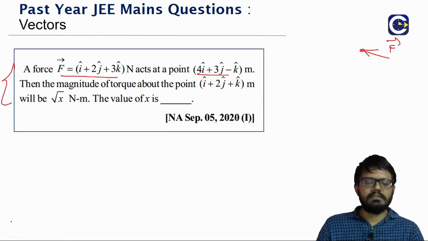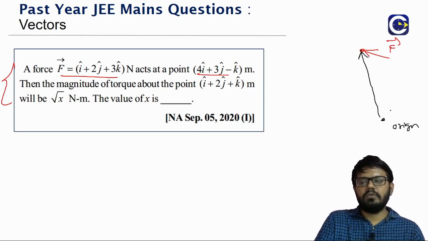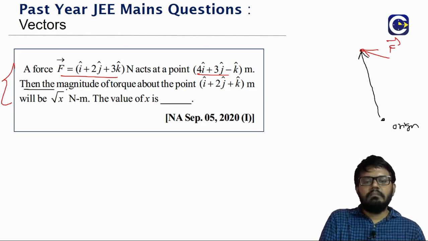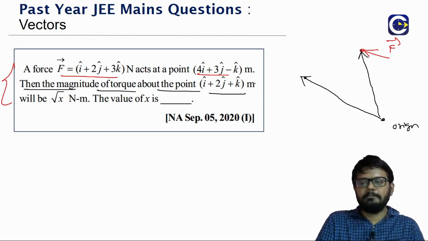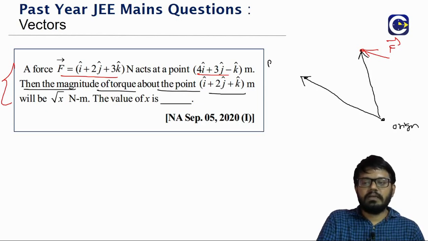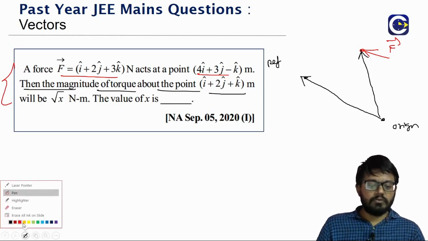What that basically means is, if you have an origin, this is the position vector of the point with respect to the origin. This is where the force is acting. The magnitude of the torque about the point, so there is another point whose position vector is given by i plus 2j plus k. We have to find the magnitude of the torque with respect to this point. So this is our reference. With respect to the reference point, we have to find the magnitude of the torque.